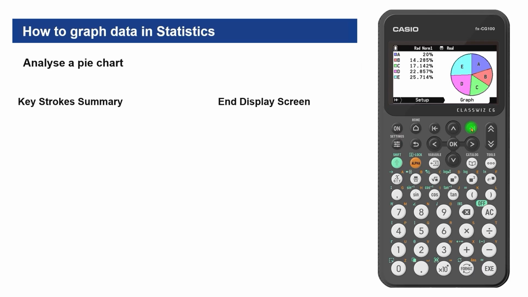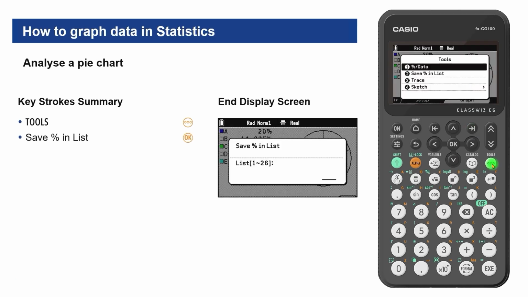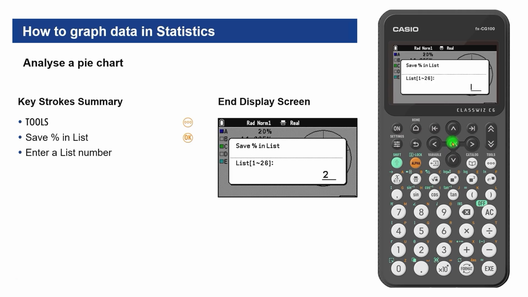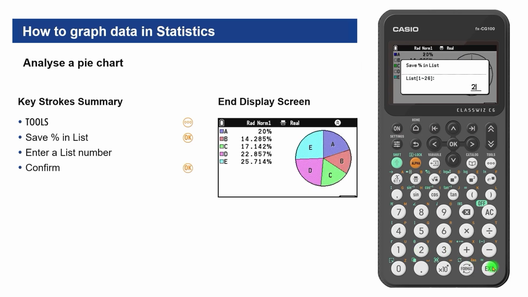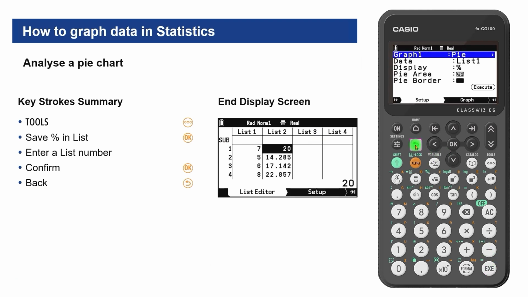Sometimes it may be useful to store the calculated percentage values. Press Tools, and from the pop-up menu, select Save Percentages in List. Enter the list number 2 to store the values next to the data. Then confirm to return to the graph. Press Back to return to the list editor where the percentages have been stored.